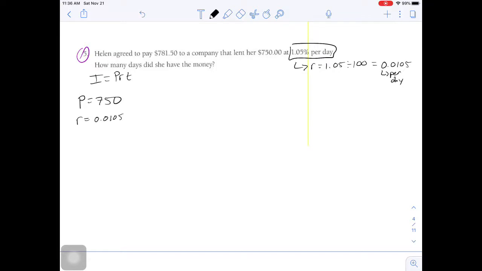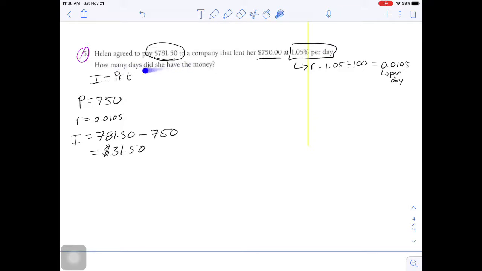Okay? And then finally, how do we figure out the interest here? Well, she paid this amount back, but she only took $750 out. So we need to figure out how much extra she paid on top of what she took out. So 781.5 minus 750, and what you're going to end up getting there is she paid an additional $31.50.